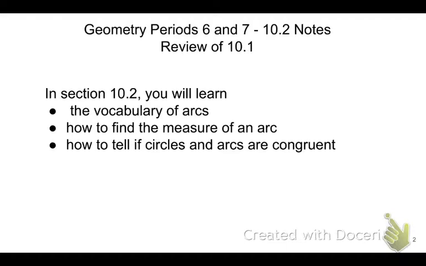So in section 10.2, you'll learn the vocabulary of arcs. There's always vocabulary. Yesterday was vocabulary of circles, today is vocabulary of arcs. You'll learn how to find the measure of an arc, and how to tell if circles and arcs are congruent. So are two circles congruent and are two arcs congruent? Circles and arcs are never congruent to each other.